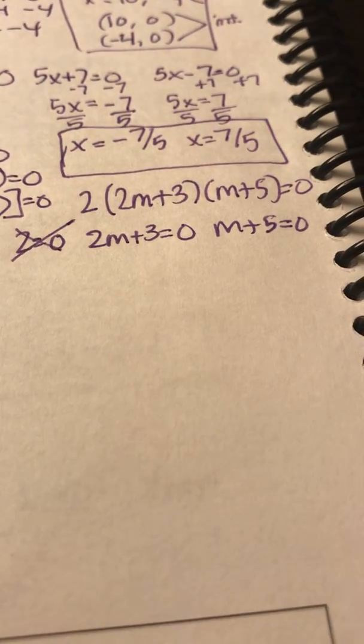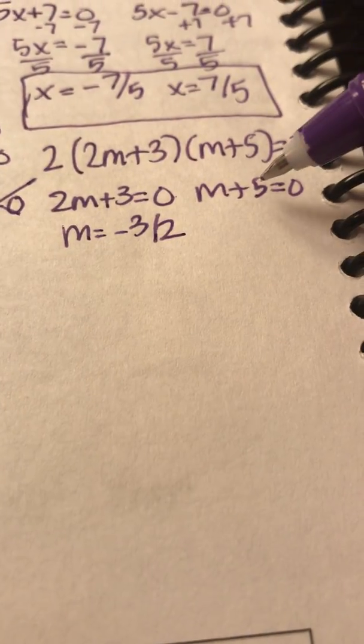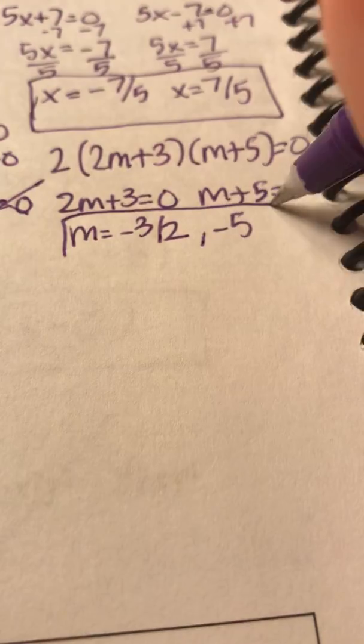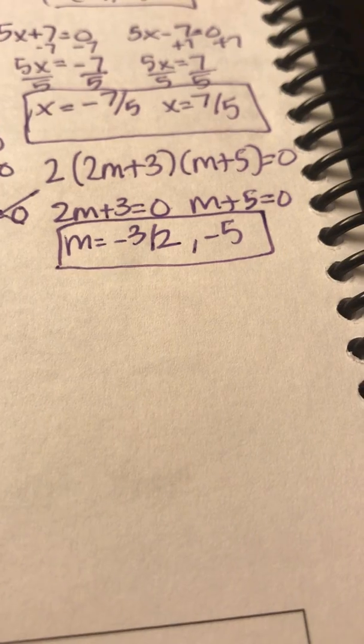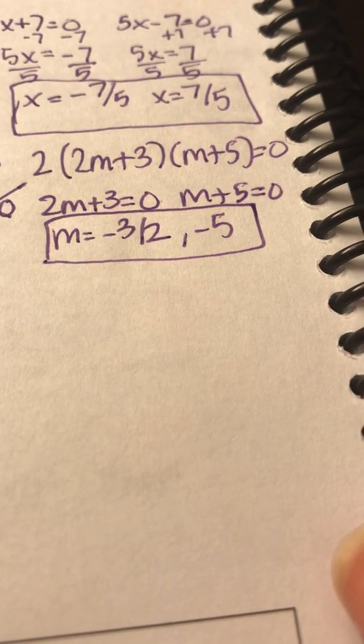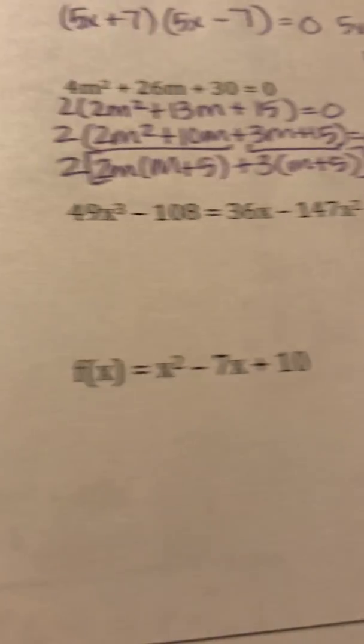Now in this case, I can't solve anything here. I don't get an m value. So that just kind of goes away for right now. This one I solve, I subtract 3, so now I have negative 3 divided by 2, so m equals negative 3 halves. This one is negative 5. So far, so good?